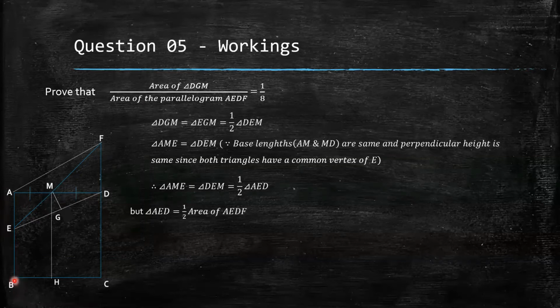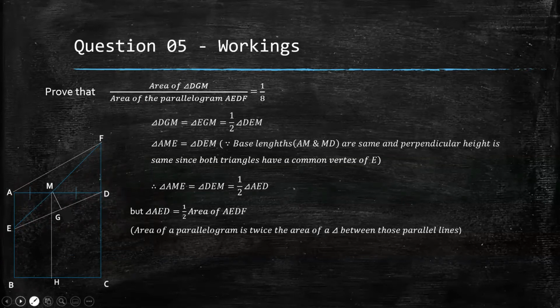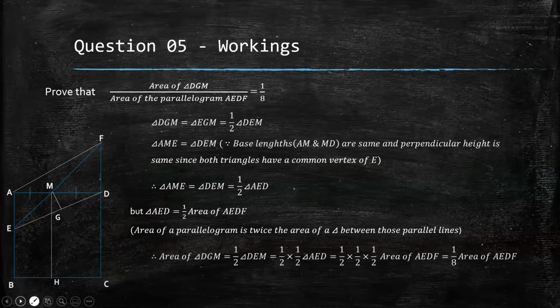But we know that the AED triangle is equal to half the area of AEDF because AED is the triangle in between the parallel lines of the parallelogram AEDF. So the area of that triangle will become half of the area of the parallelogram. So that's a rule. The area of a parallelogram is twice the area of a triangle between those parallel lines.